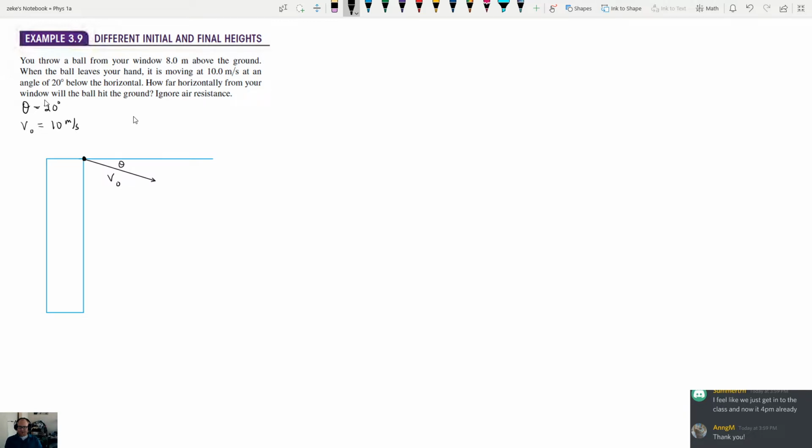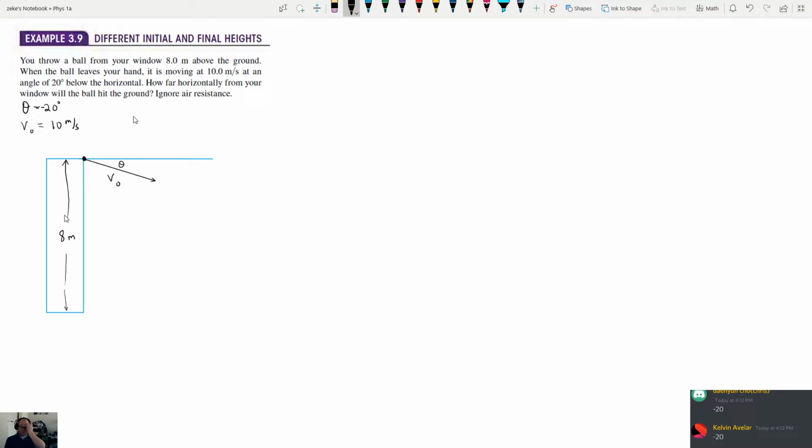You could call this negative 20 if you really wanted to. Maybe we should. What do you all prefer? Would you prefer positive or negative 20? You all want to do negative? Okay, let's do that. So this is going to be negative 20 then. We use theta equal to negative 20.